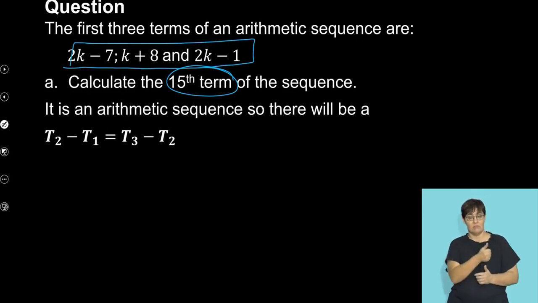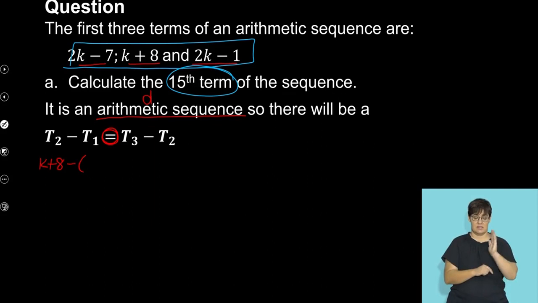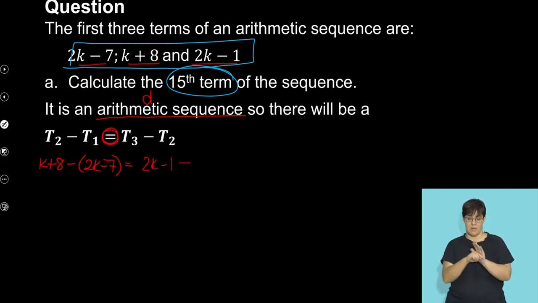I'm going to use the main property of an arithmetic sequence in order to determine the value of k. I know that by definition, an arithmetic sequence has a common difference. So I'm going to substitute in these three values into the common difference expression to solve for k. I know that the common differences have to be equal to each other, so I am allowed to do this. So if I substitute in term 2, it's k plus 8. Then I'm going to subtract term 1, which is 2k minus 7, which is equal to term 3, which is 2k minus 1. And I'm going to subtract term 2, which is k plus 8.